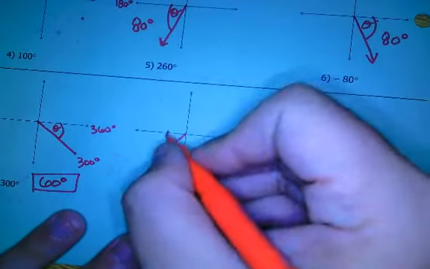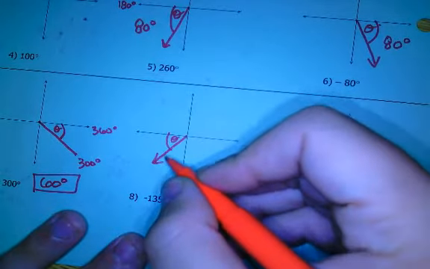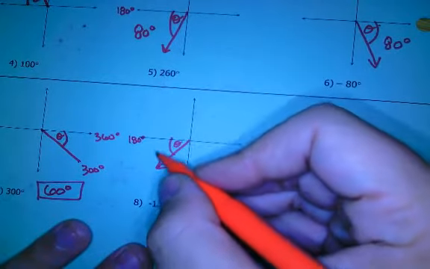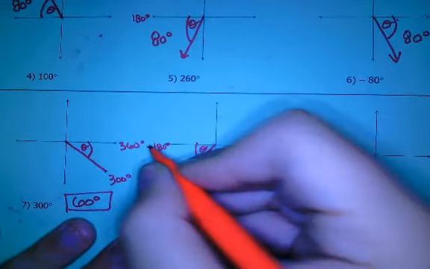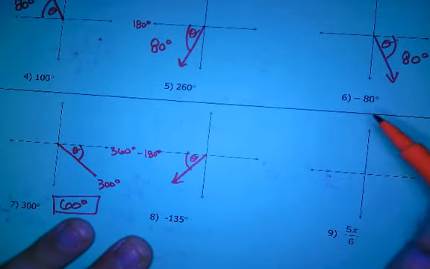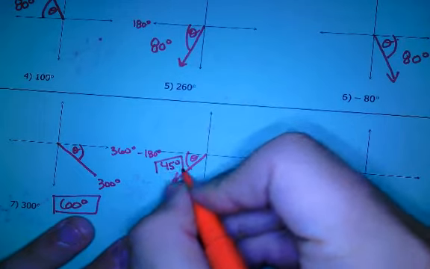Negative 135. Okay, so I have negative 135 over here, and again, this is 180 over here. So how far away is that from 180, which is the same thing as negative 180, by the way? How far away are negative 180 and negative 135 from each other? They're 45 degrees away from each other.